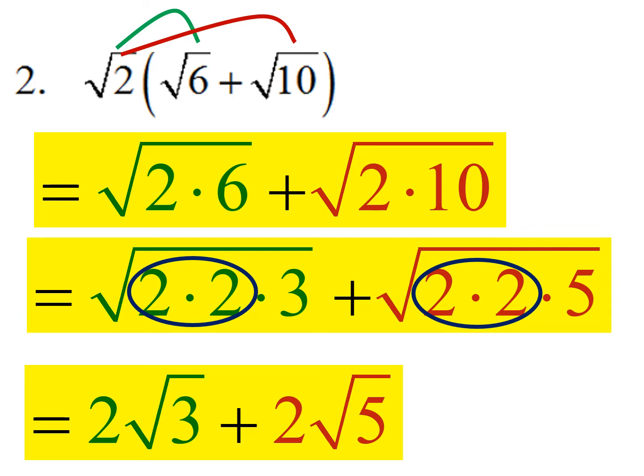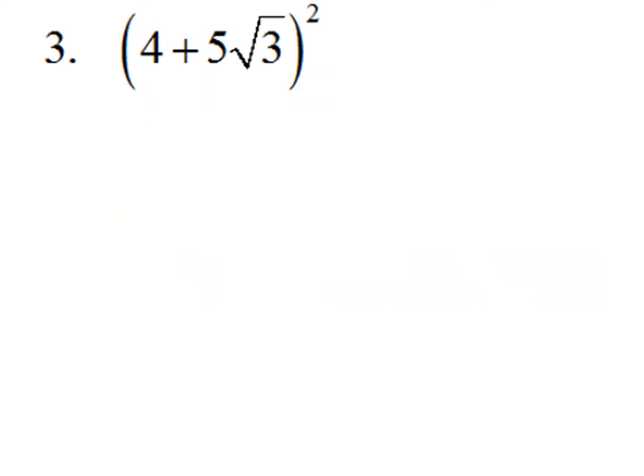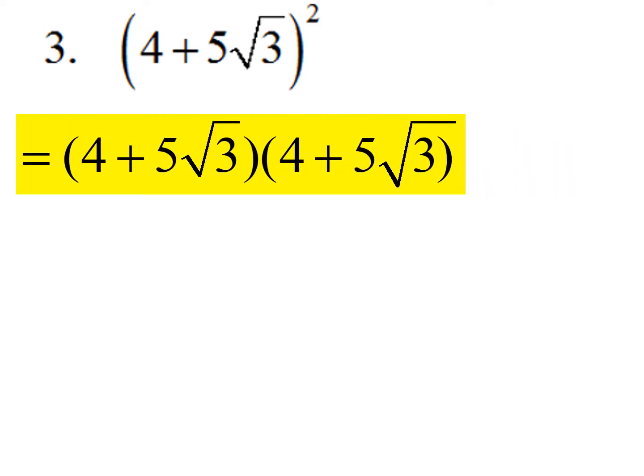and we're done. Can we put 2 square roots of 3 plus 2 square roots of 5 together? No, because they're not like terms. The next one, this is an exponent of 2, so it's raised to the power of 2. Don't forget, you have to write it twice.